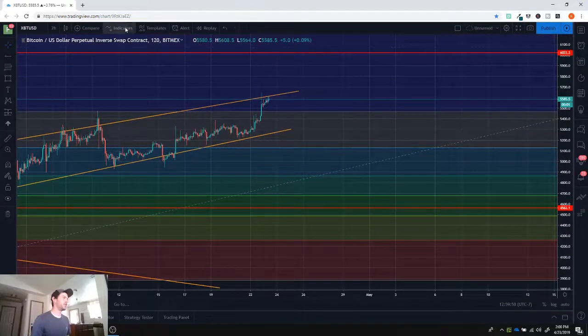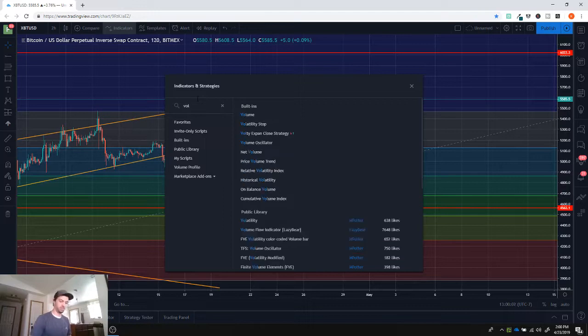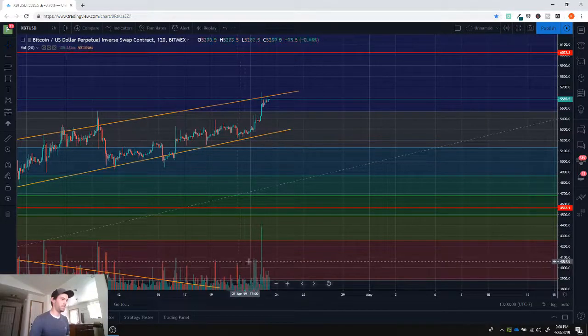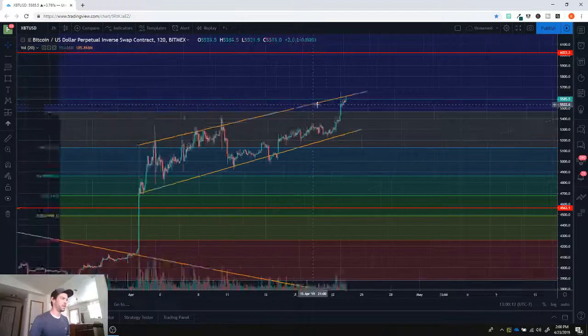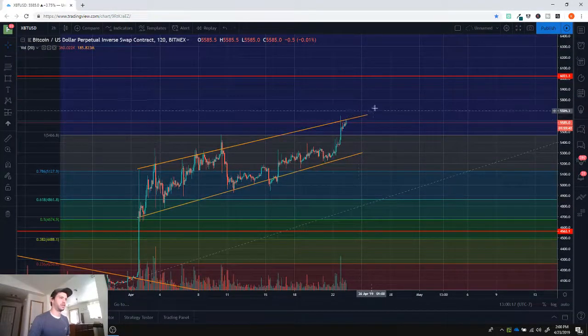Let's check the volume, see what we can see. Volume. Looks like we've got quite a bit of buying volume coming in. This thing could be getting ready to go on a tear. Absolute tear. So be ready for that.